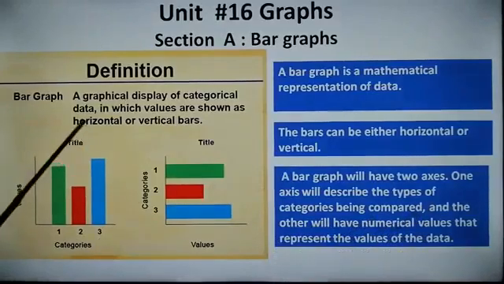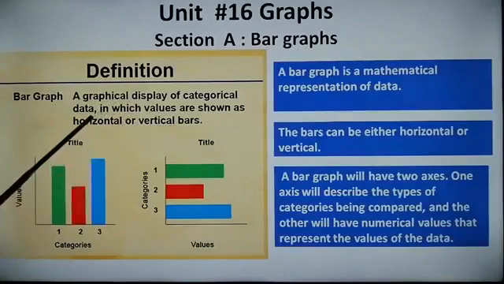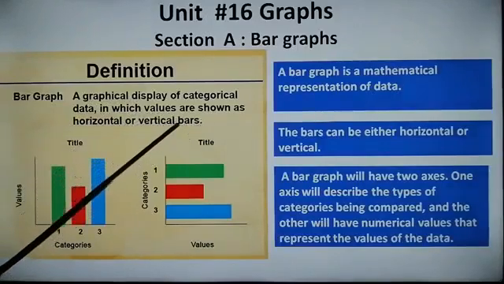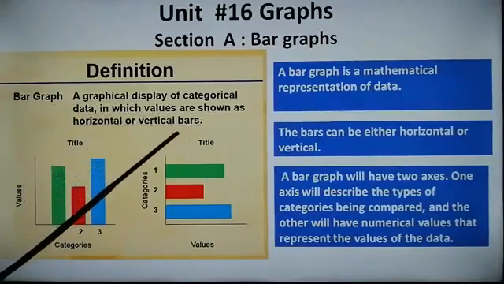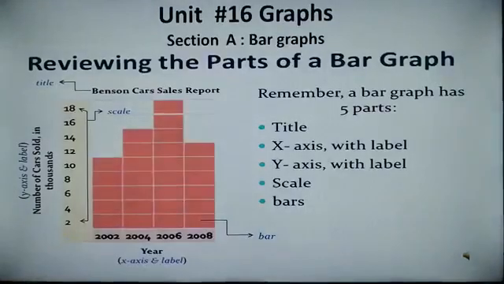You can see the picture here, a graphical display of categorical data in which values are shown as horizontal or vertical bars. This one is a vertical bar graph and this one is a horizontal bar graph. This one I will explain to you in detail in the next slide. Here, just review this one.